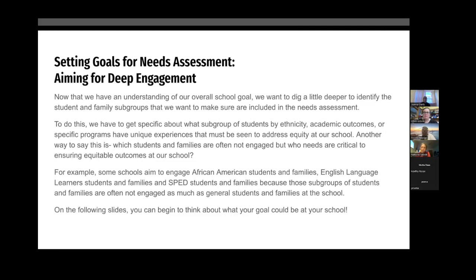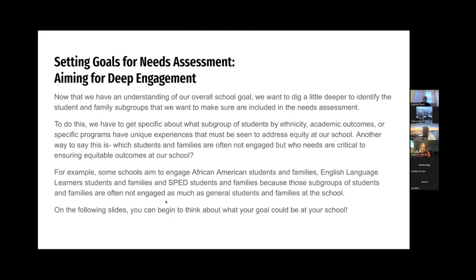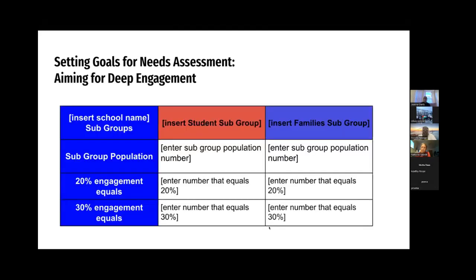You know which stakeholders typically we need to do a little extra work to engage, right? And so this is one of the reasons why we've come up with this chart on the next slide, where we're going to really dive into those student subgroups and those family subgroups, right? So you're going to name what the population is in the tab right here on the top. And then you're going to actually tell us what the number of that population is.